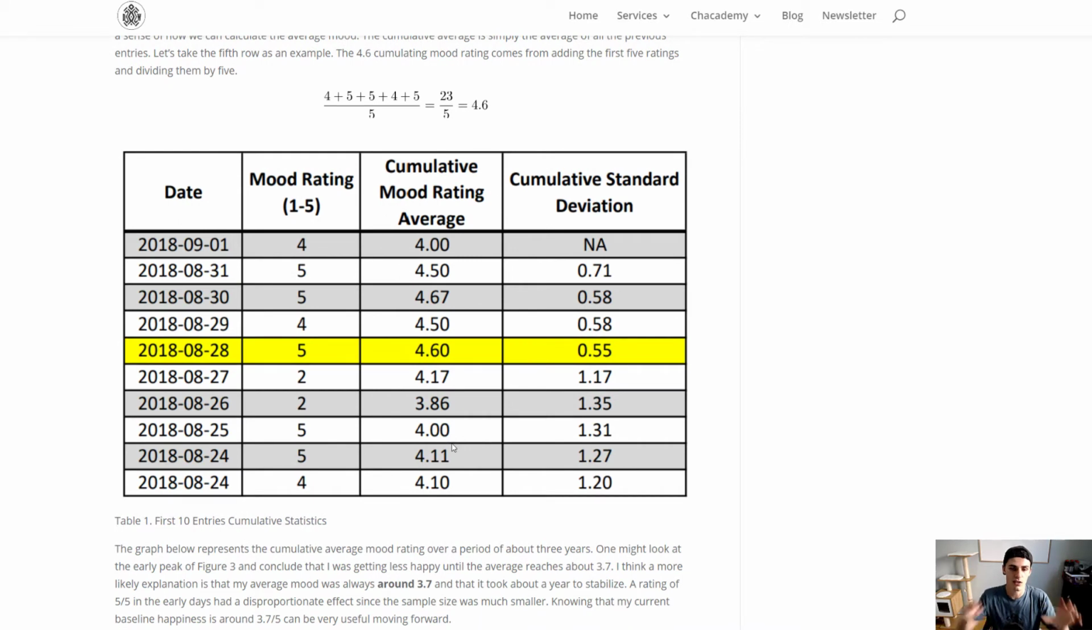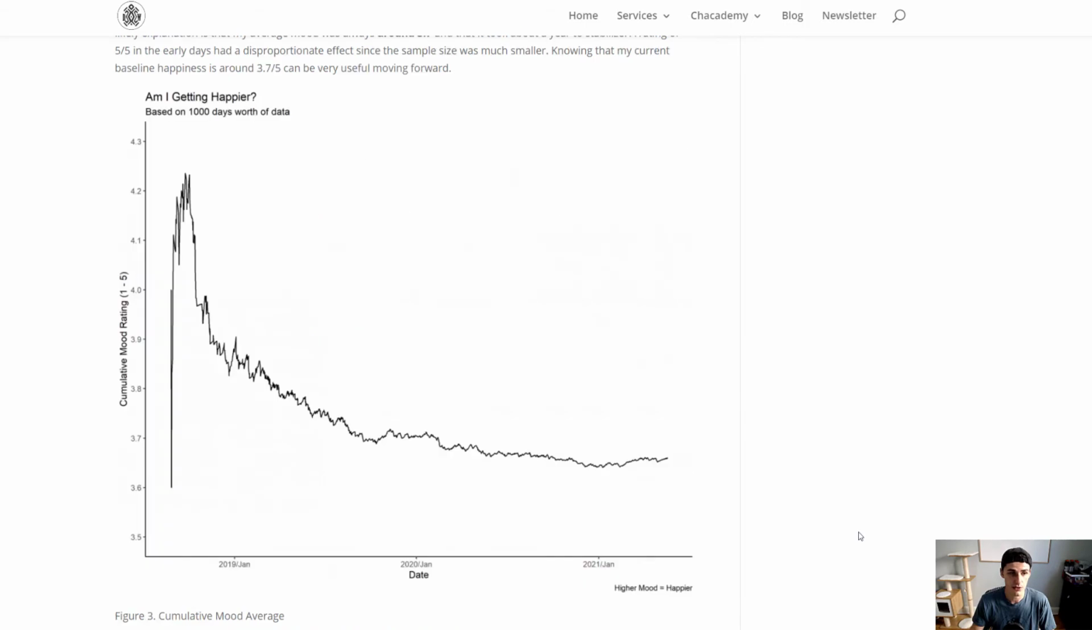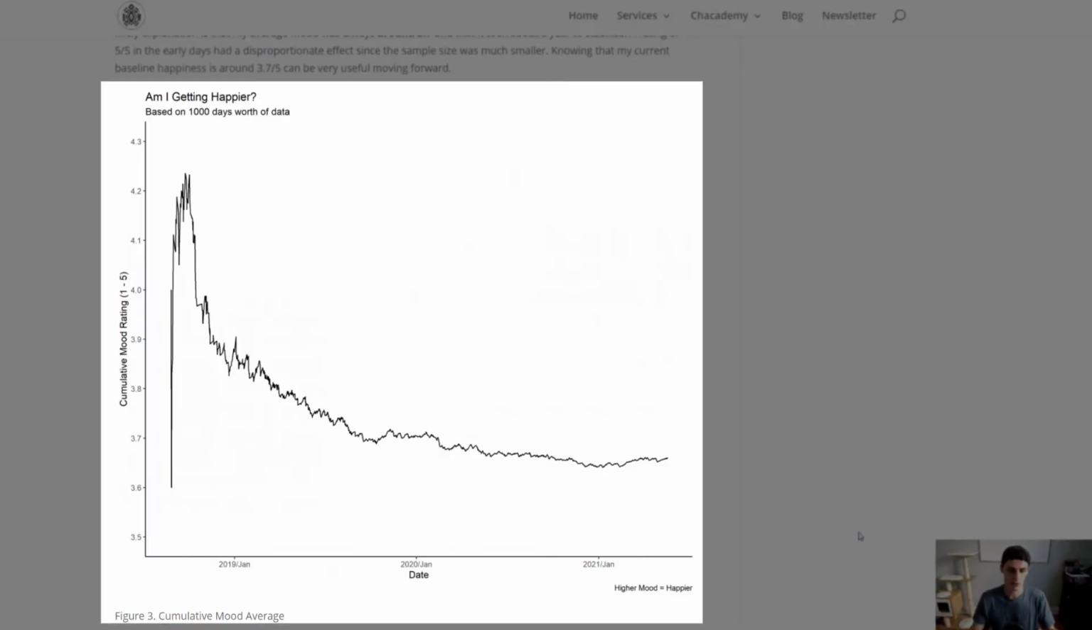You can also think of the variation, so how much it varies, with a standard deviation. Standard deviation is a more complex formula. I don't even go into it in my article, but basically it just measures how much you vary. The next thing we can do is plot the table below with the 1000 days. You can see on the x-axis is time. It starts in 2018 approximately, goes all the way up to 2021.